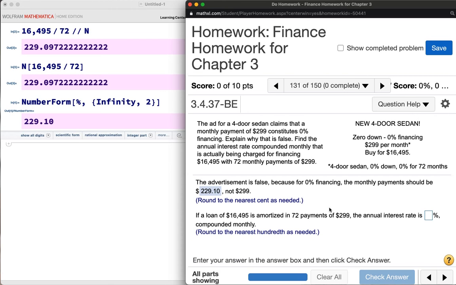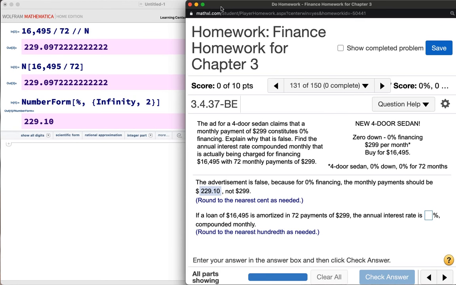Okay, so here's the trickier part of the question. If a loan of $16,495 is amortized in 72 payments of $299 for each payment, the annual interest rate is what? Okay, so here is where we go back to the same type of recursive function that I've been showing you ever since we began this chapter.